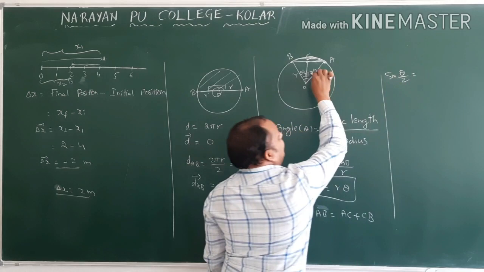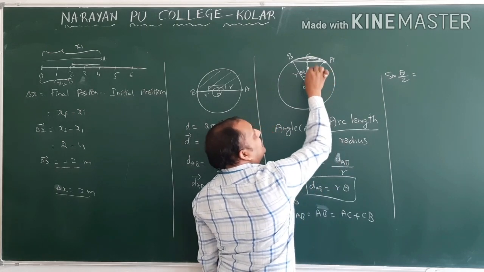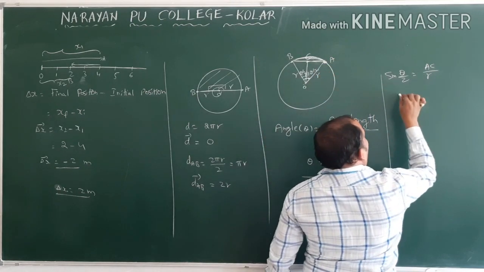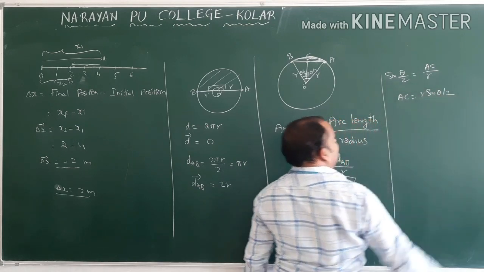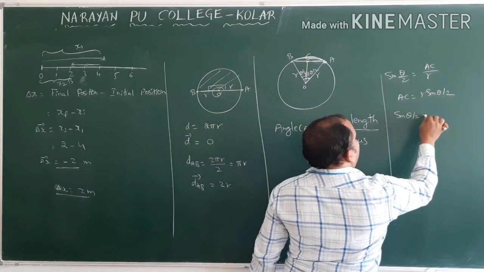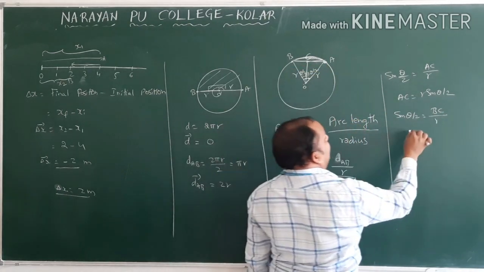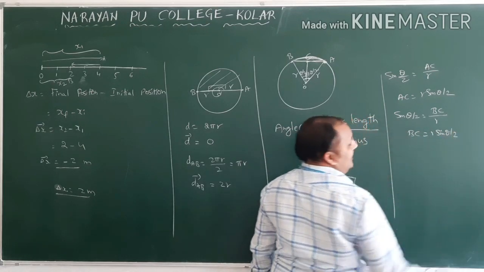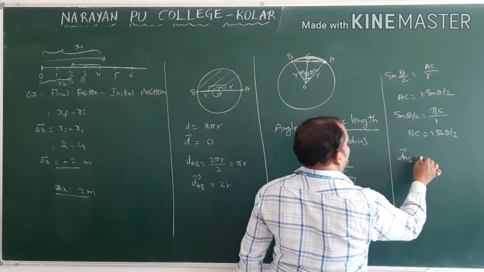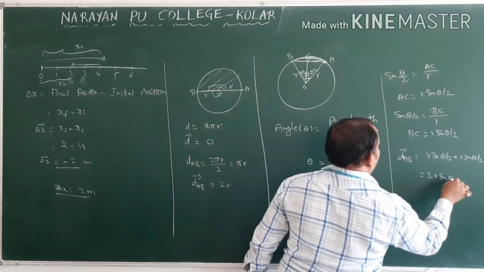What is the sin theta definition? Here theta by 2 is there, therefore we write sin theta by 2. Sin is opposite side by hypotenuse. Here, for theta by 2, the opposite side is AC. AC by the hypotenuse, which is OA, which is r. Therefore AC is equal to r sin theta by 2. You got AC. Now we should get CB. Again we take sin theta by 2, the opposite side from this theta by 2, which is BC. BC by the hypotenuse r. Then BC is equal to r sin theta by 2. Substitute here: r sin theta by 2 plus r sin theta by 2. Then D_AB bar is equal to 2r sin theta by 2.